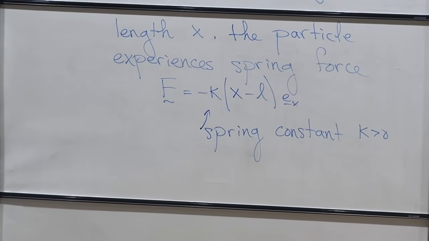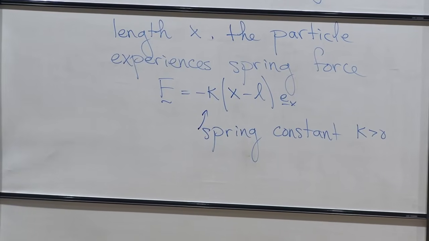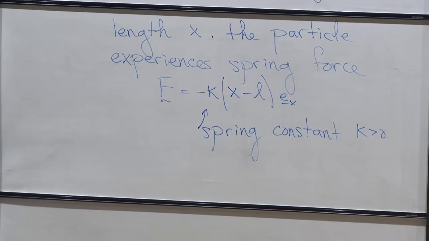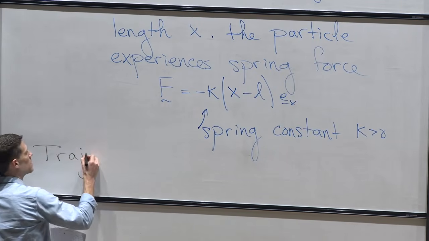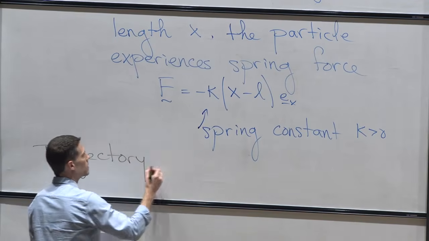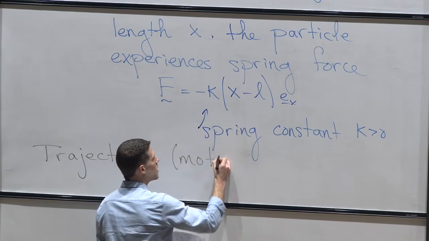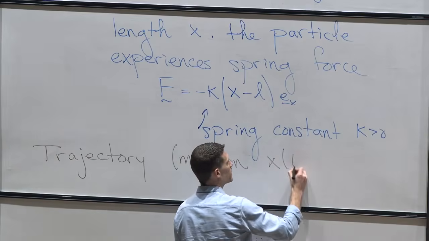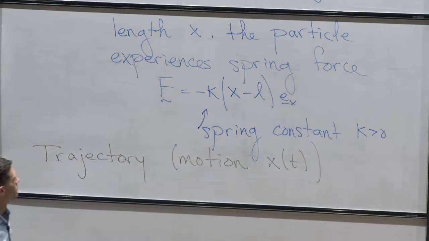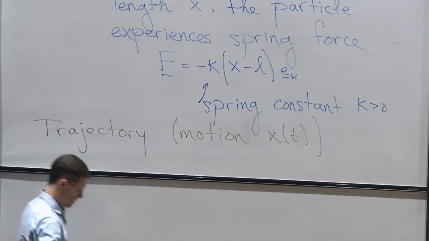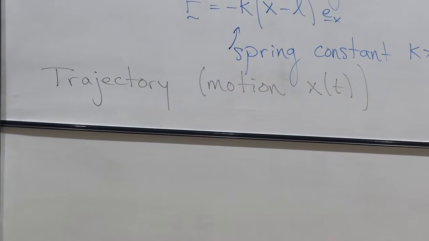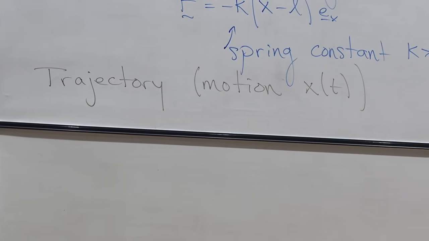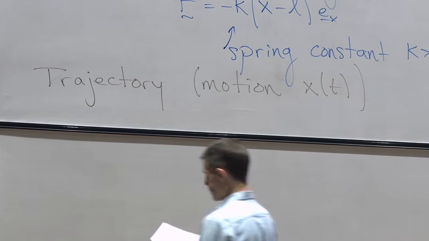Okay, so simple enough. Let's think about the trajectory. And by trajectory, I just mean what is the motion of this mass? X of t. This pen is dying. Okay, so we write down Newton's second law.